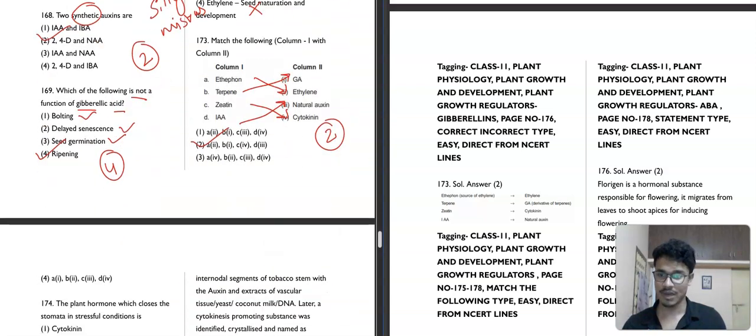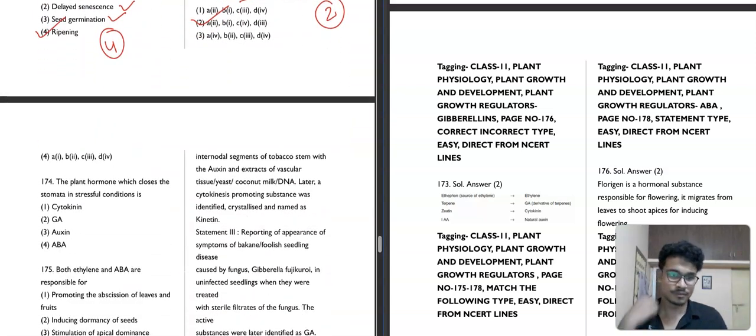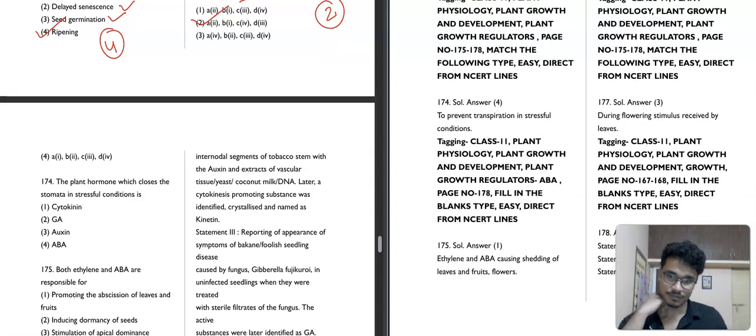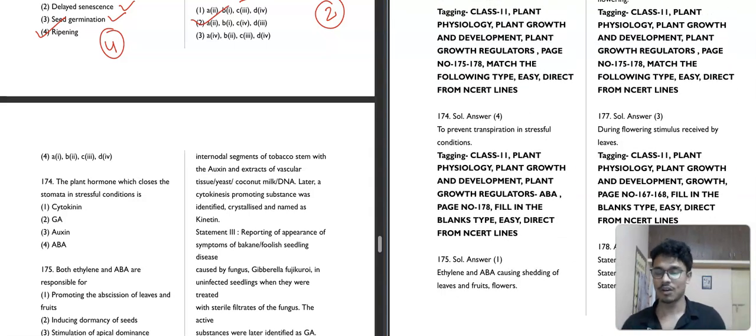Then question number 174. It is saying that the plant hormone which closes the stomata in a stressful condition is cytokinin. Stress hormone is obviously abscisic acid. And why do they close the stomata? To prevent transpiration, water loss. So the fourth option is our correct answer.